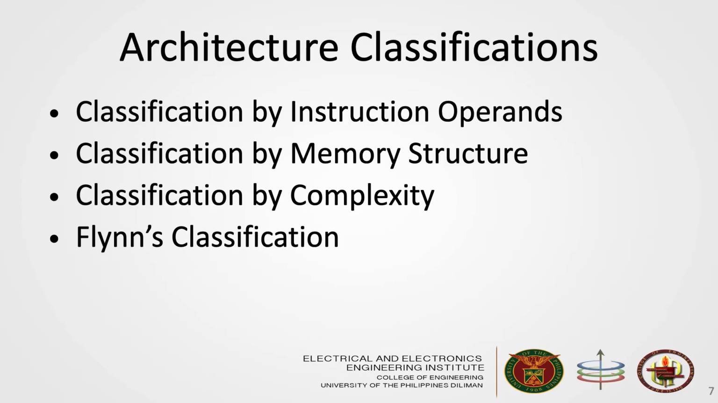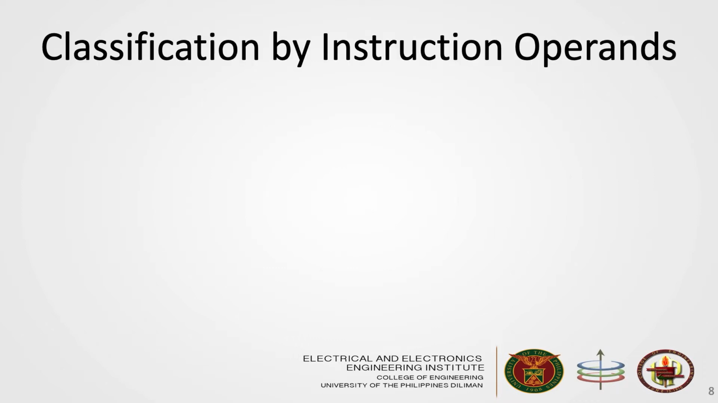There are more architectures out there, and most of them can be classified in terms of instruction operands, memory structure, or complexity. However, due to the popularity of parallel computing and multiprocessors, another classification has emerged recently called Flynn's classification. Computer architectures can be classified by how the memory is accessed through the instruction set.